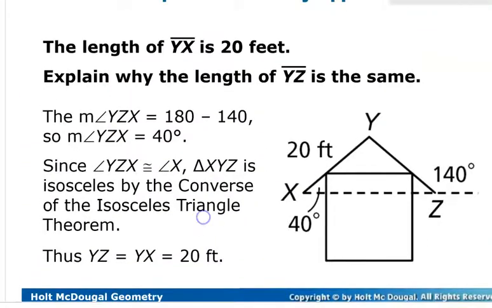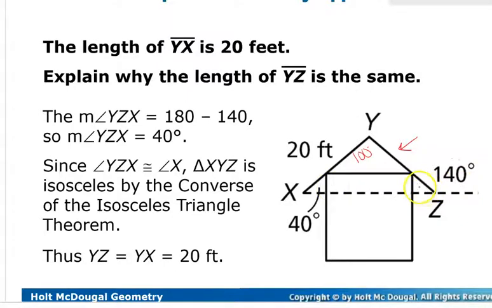Okay, so look at this one. The length of YX is 20 feet. Cool. Okay, so we have 20 feet here. Explain why the length of this is the same. Well, we have 140 degrees here, and it looks like we have an exterior angle. If you guys remember the exterior angle theorem, we have a 40 here, which means that this must be 100, because this one plus this one equals this exterior angle, and hopefully you guys remember that.